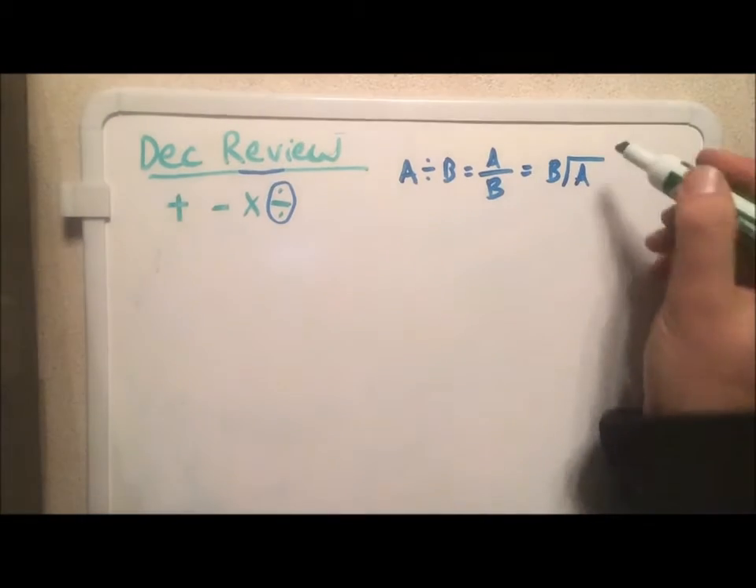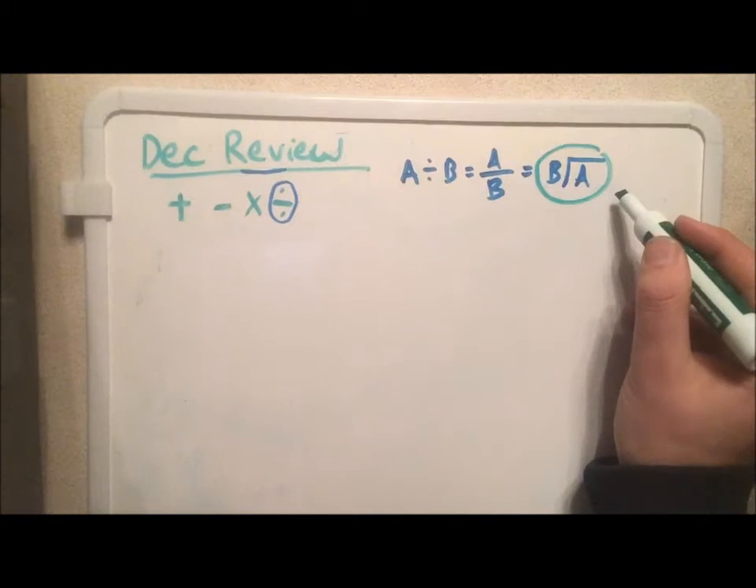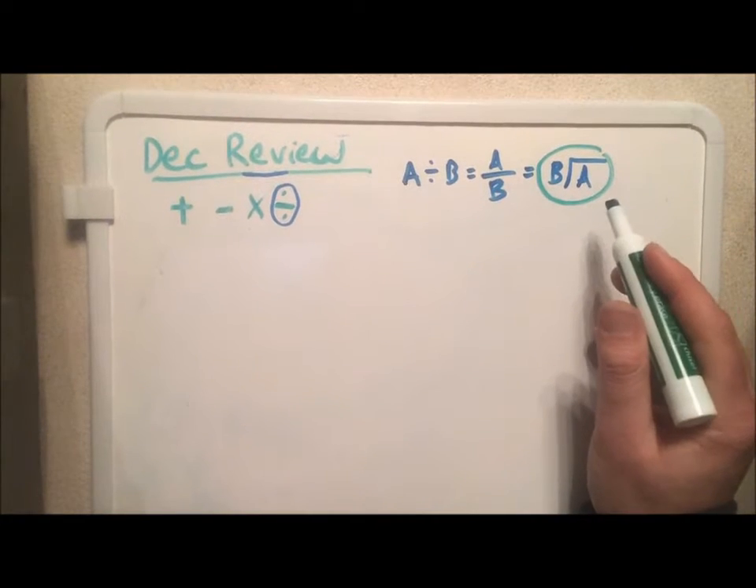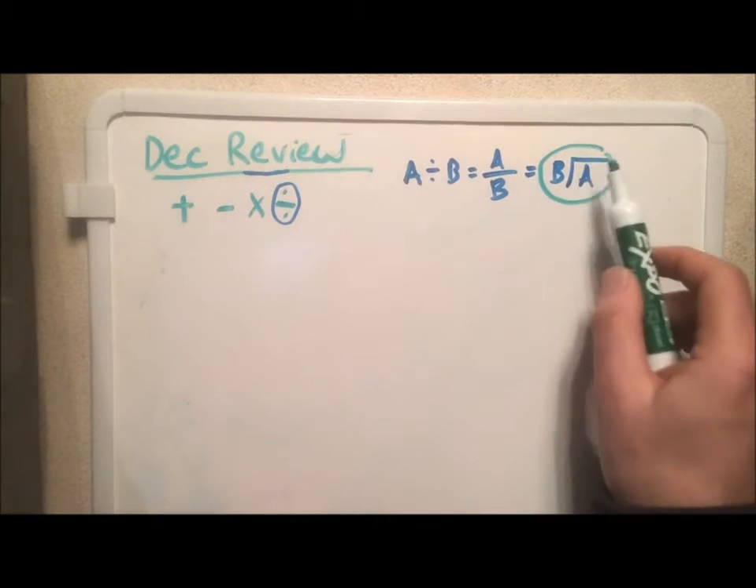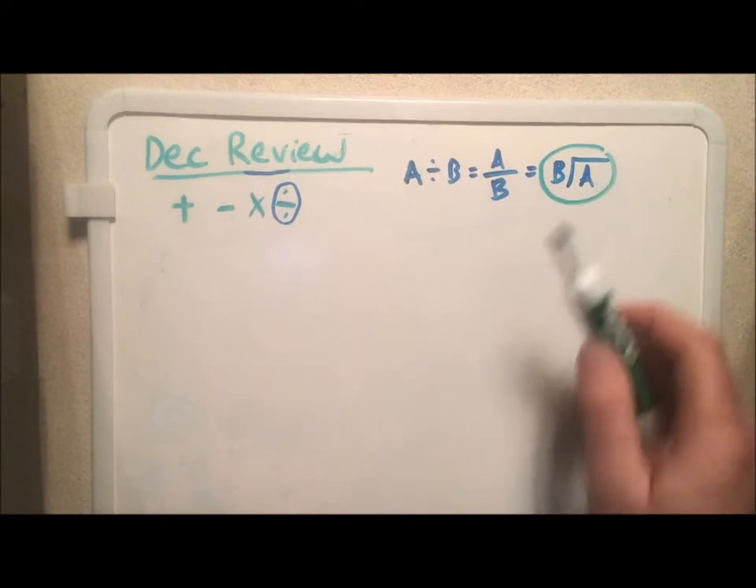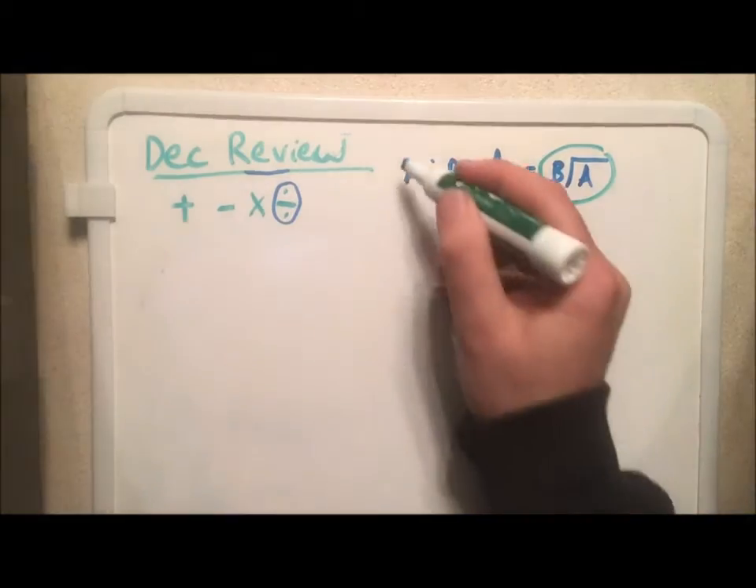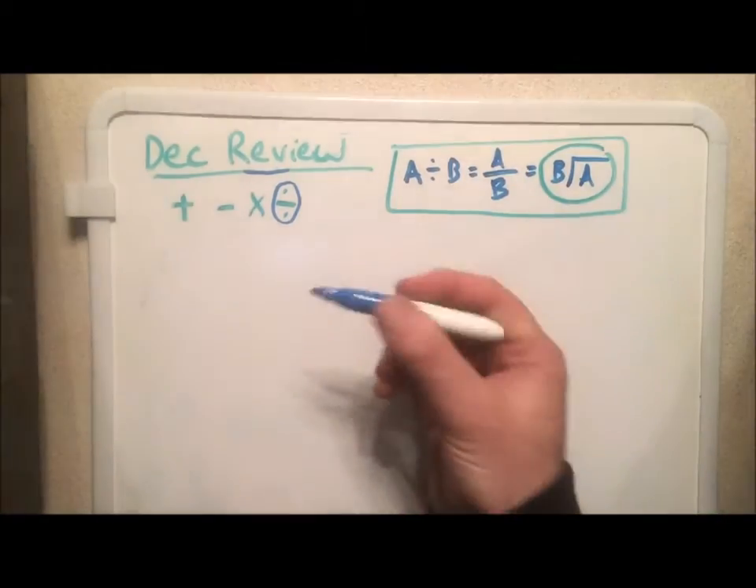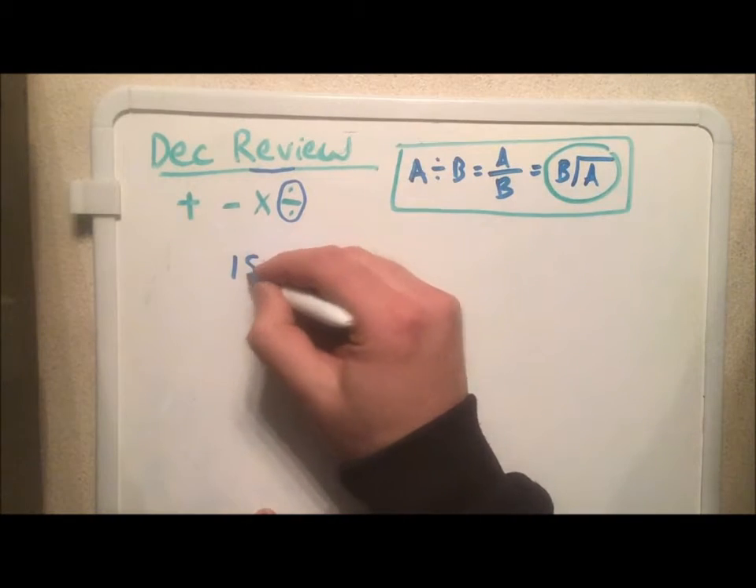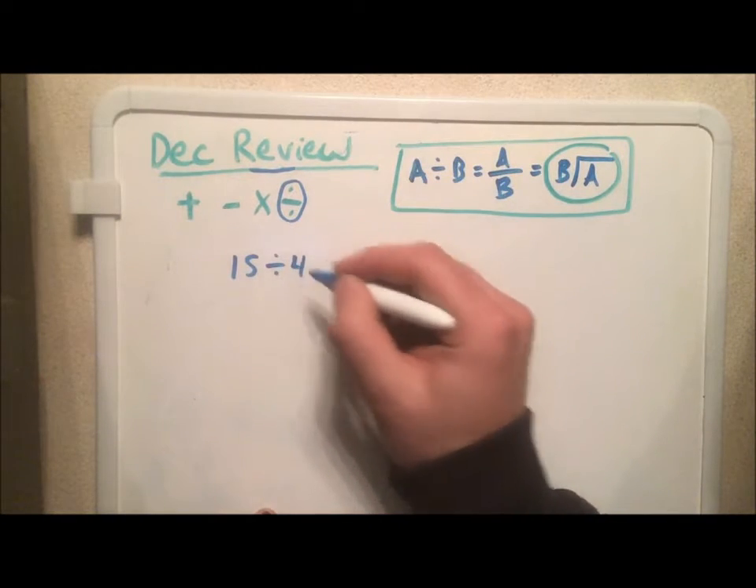This is the weird one because it does not read left to right or up and down like we're normally used to reading. So we have to remember, if that's how it's given, that A flips around and goes underneath the little house thing, underneath the sign. So with that in mind, let's try a question here. Suppose we had the question 15 divided by 4.